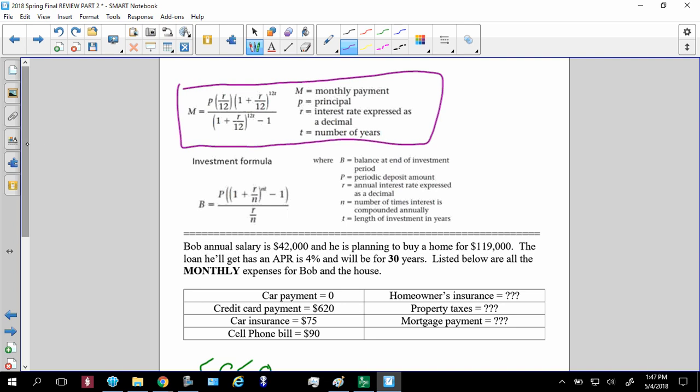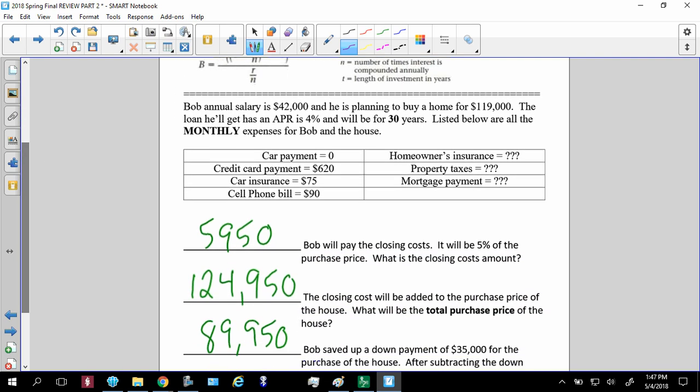Let's buy a house. Bob wants to buy a house, and he's making $42,000 a year. He wants to buy a home for $119,000. How much will Bob have to pay in the closing cost? It will be 5% of the purchase price. So $119,000 times 0.05. The closing cost will be added to the purchase price.